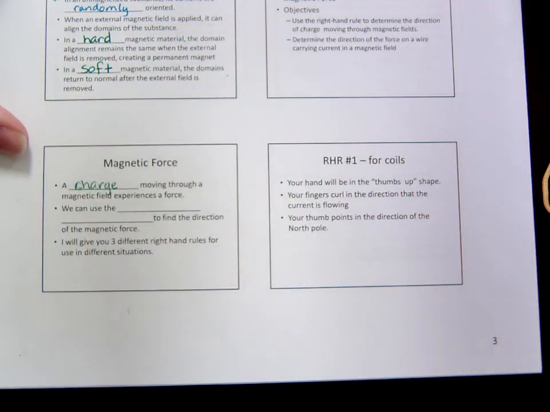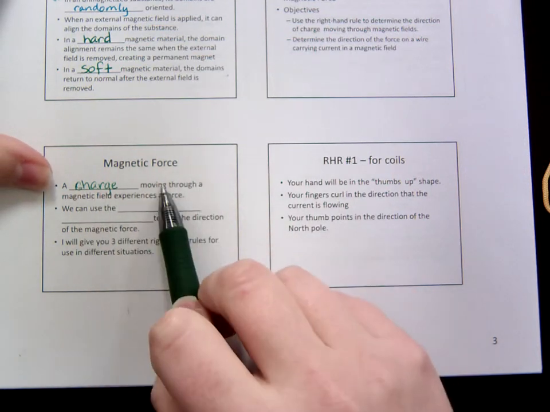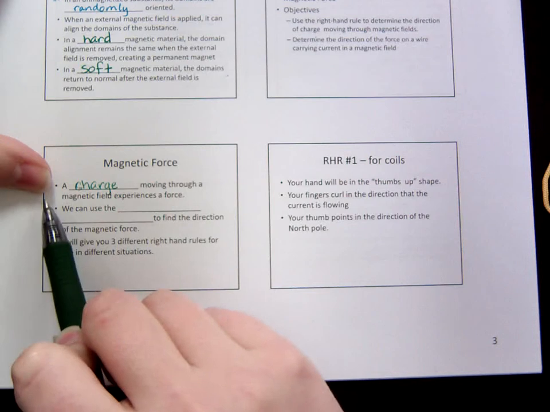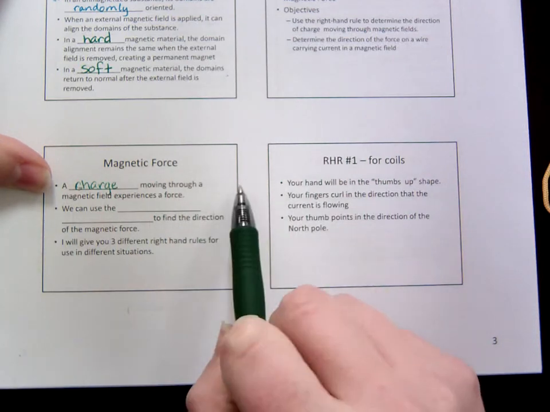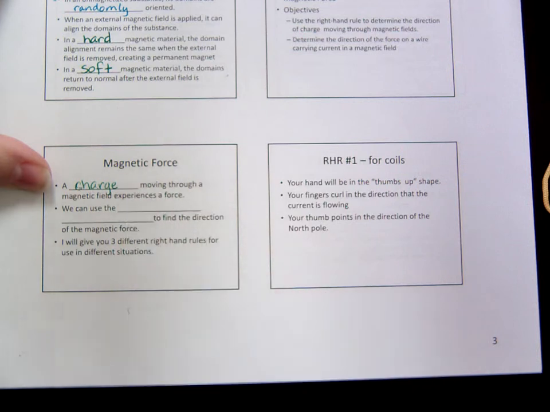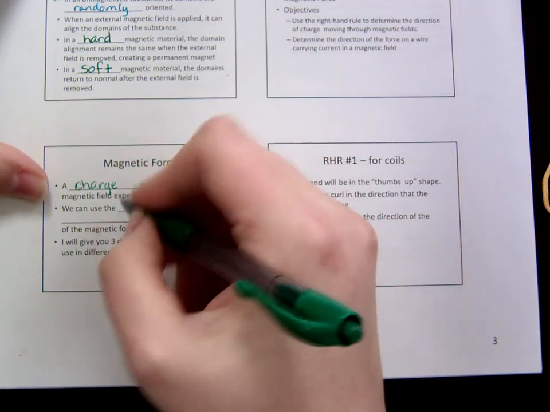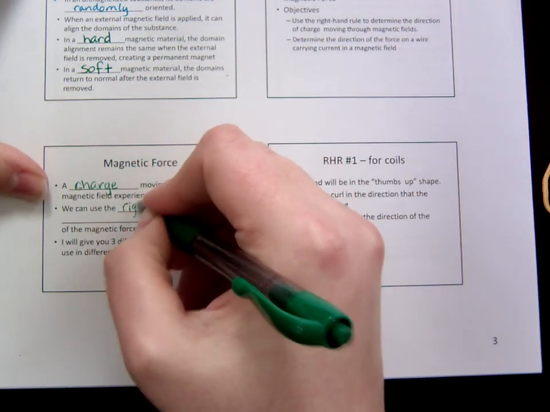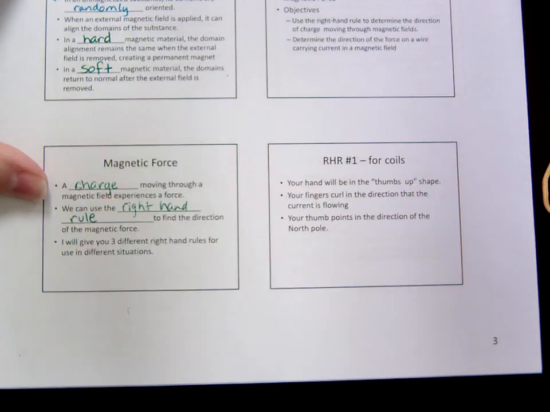Now, how do we know this? Well, remember that moving charges create magnetic fields. And when one magnetic field interacts with another magnetic field, they're going to move. They're either going to attract or repel, but there is going to be a change in motion, which is due to a force. Now, we can use the right-hand rule to find the direction of this magnetic force.